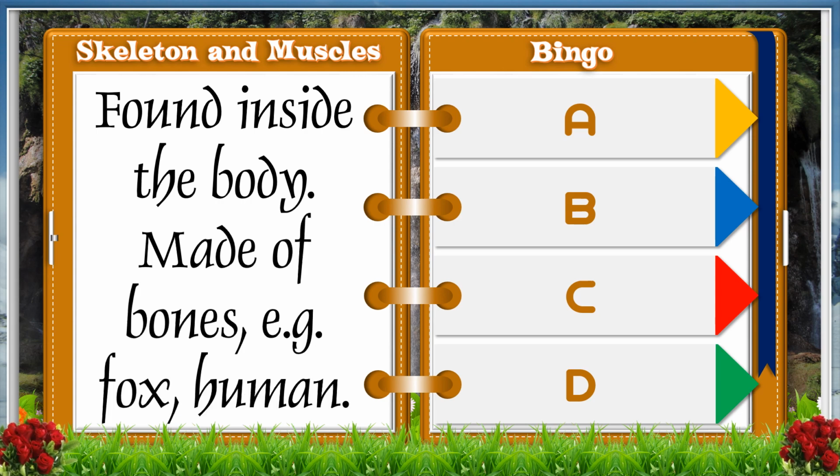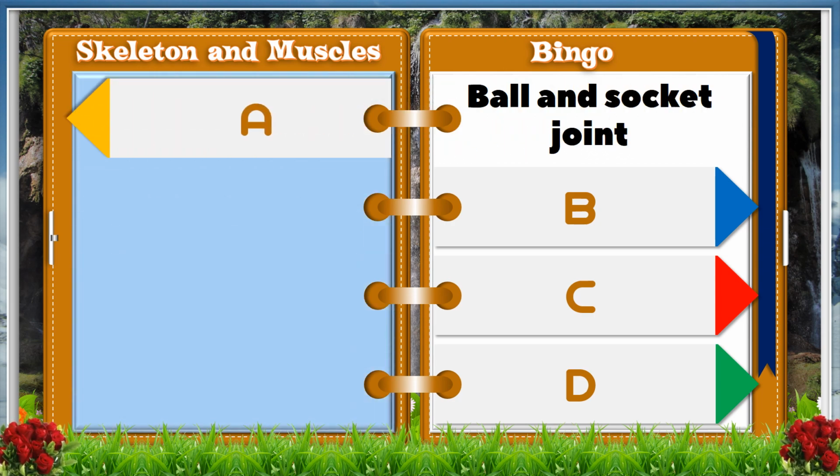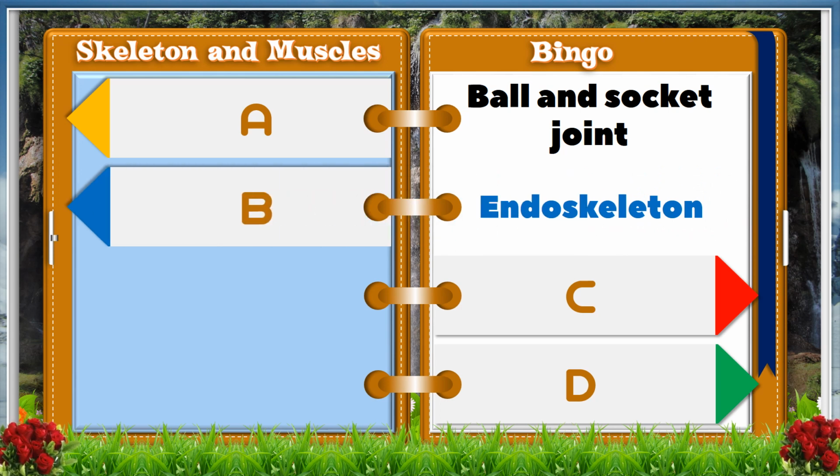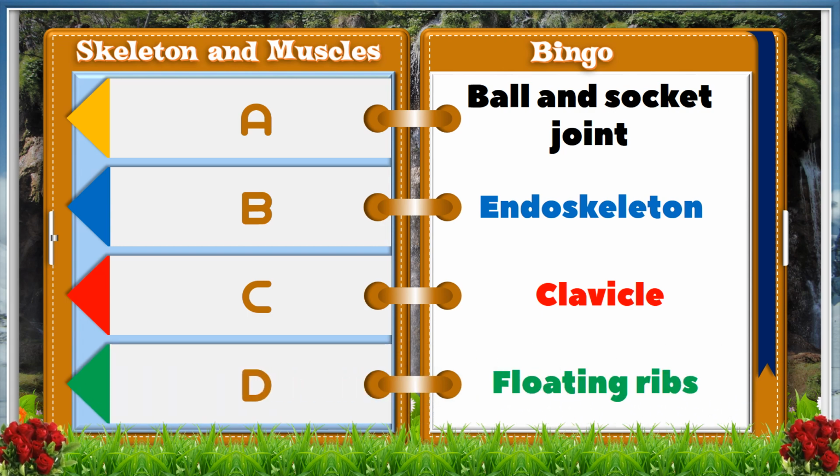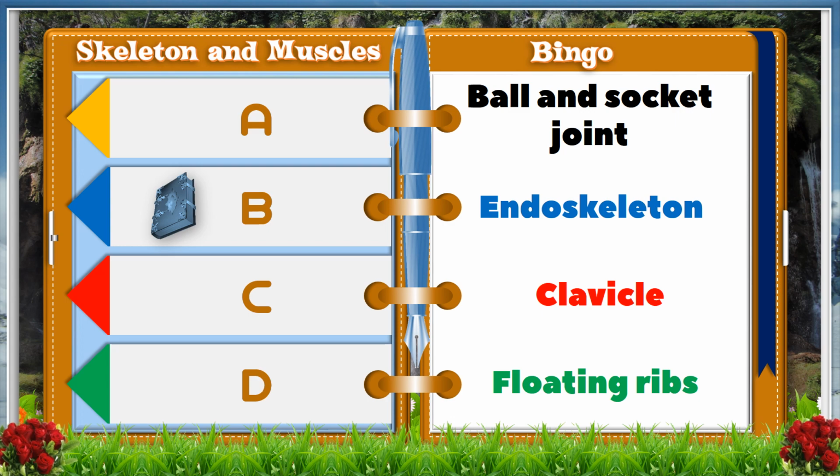Found inside the body, made of bones, for example, fox, human. A. Ball and socket joint. B. Endoskeleton. C. Clavicle. D. Floating ribs. And the answer is B. Endoskeleton.